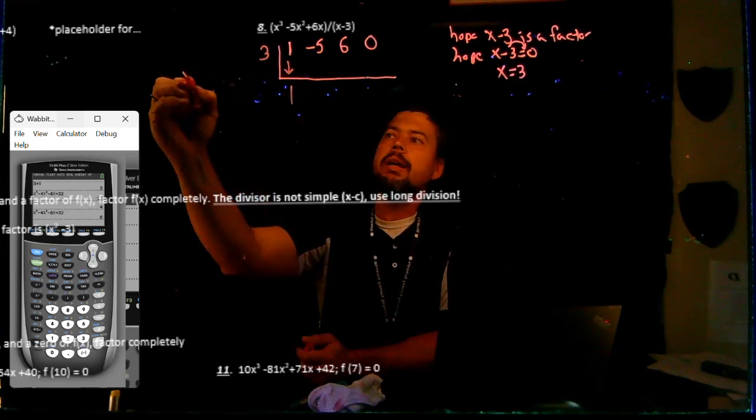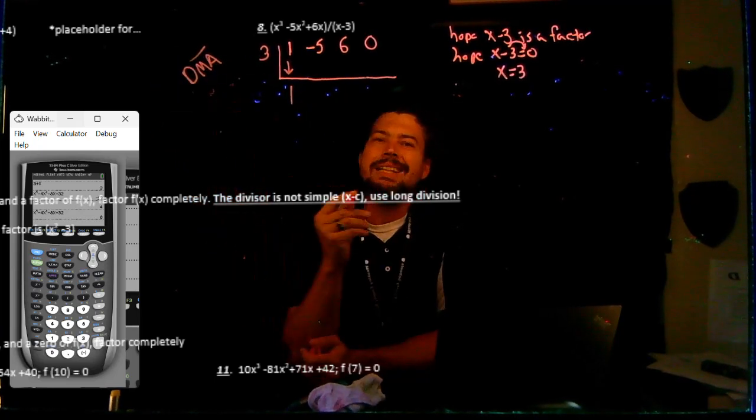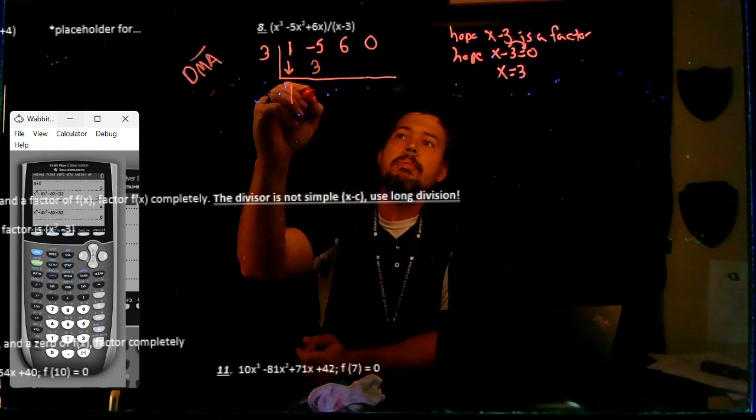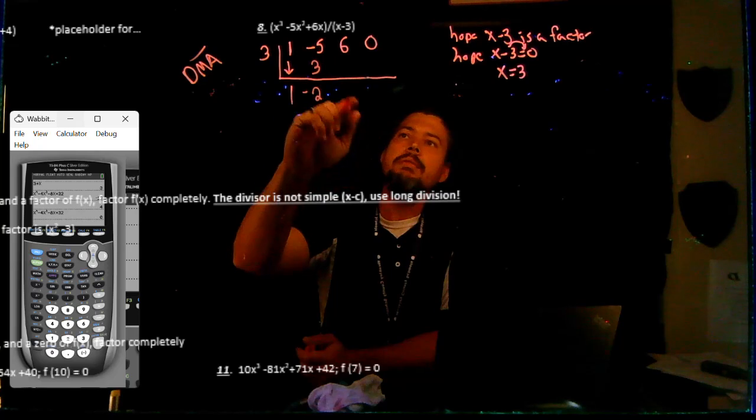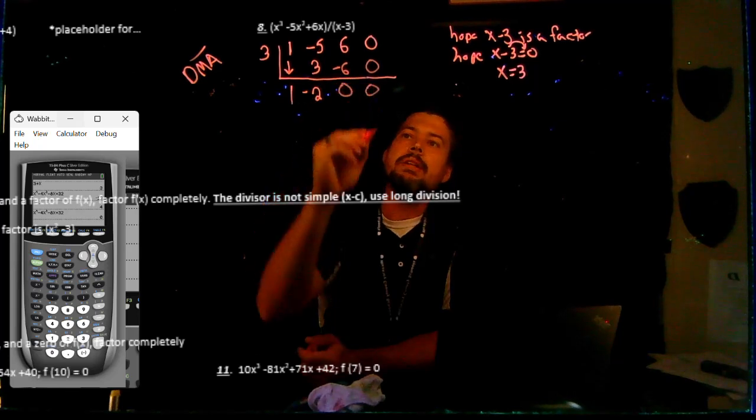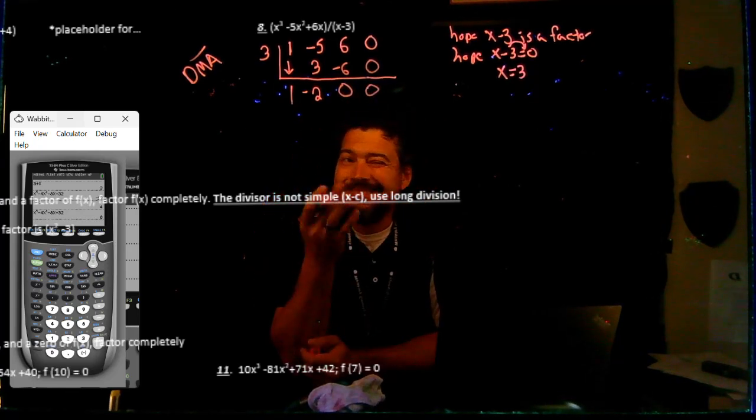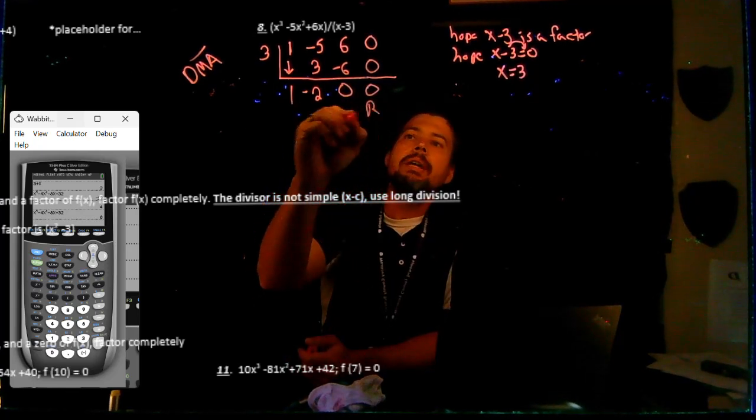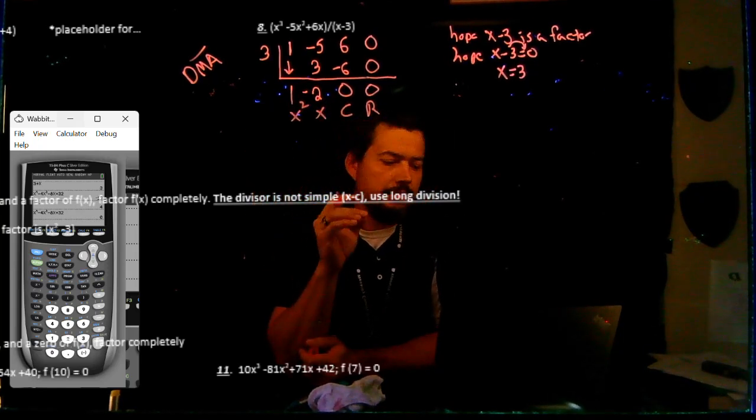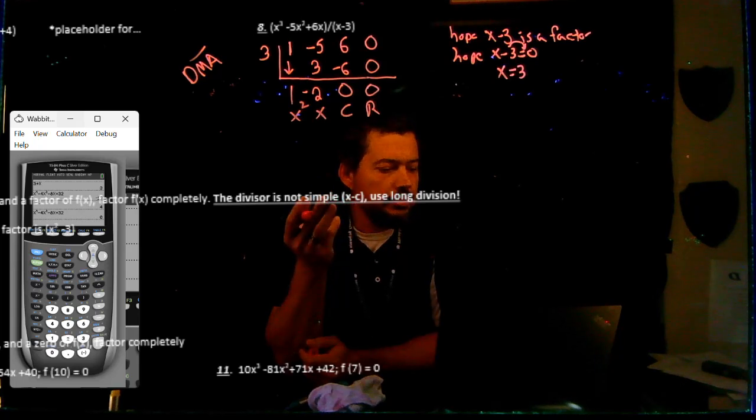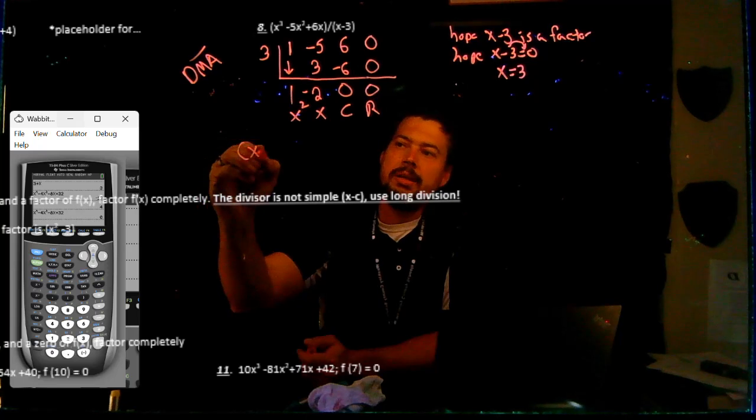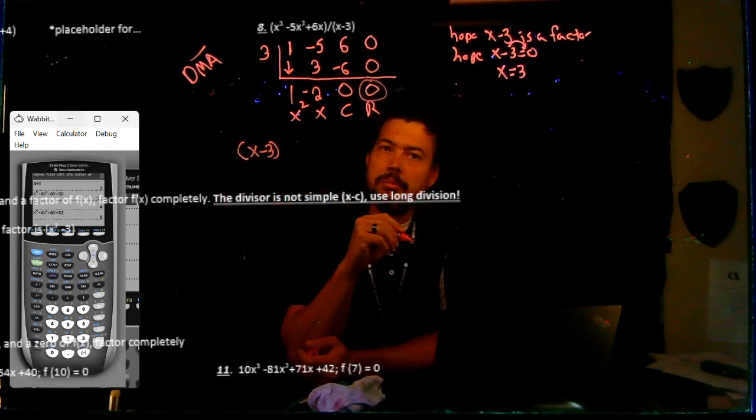We drop, remember the acronym here? DMA, drop, multiply, and add. You drop the 1, 3 times 1 is 3, negative 5 plus 3 is negative 2, 3 times the negative 2 is negative 6, you get a 0, and that's a 0, and that's a 0. Now, if you're wondering why I needed that placeholder, you have a remainder, a constant, an x, and an x squared. On this problem, it wasn't a big deal, but there's somewhere it is where you have to actually include that number. So anyways, I already know that a factor is x minus 3 because it went in evenly, a remainder of 0.